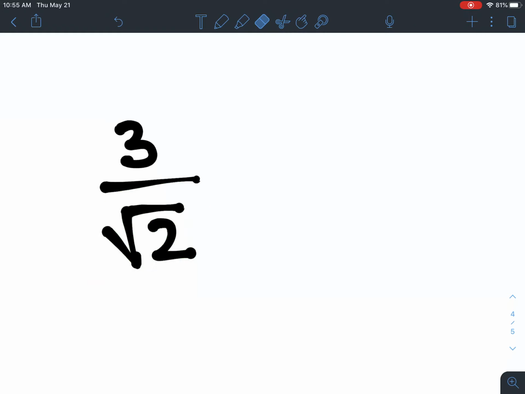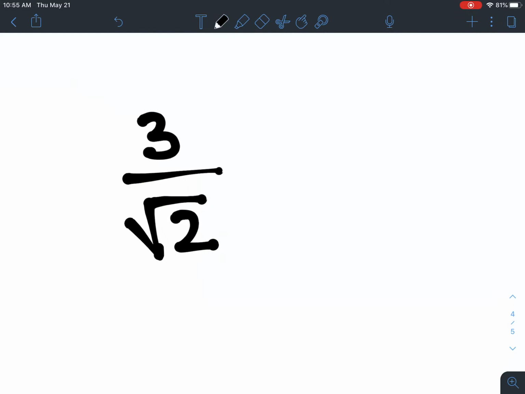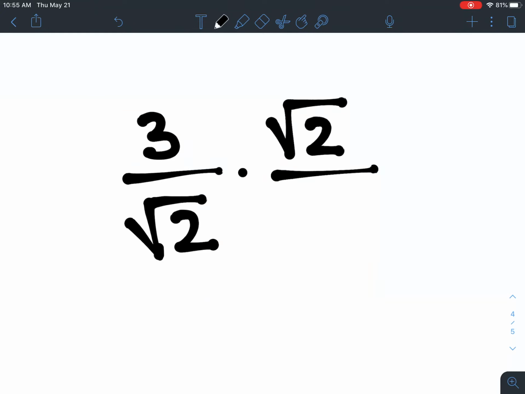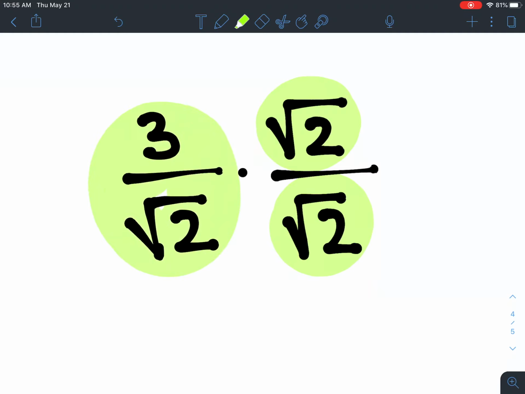So what we're going to do is multiply the top and the bottom by the square root of 2 over the square root of 2. Now, the reason why we can do this is, what is anything divided by itself? Well, it's 1. So technically all we're doing is multiplying this fraction, 3 over the square root of 2, by 1. It's just a different form of 1.